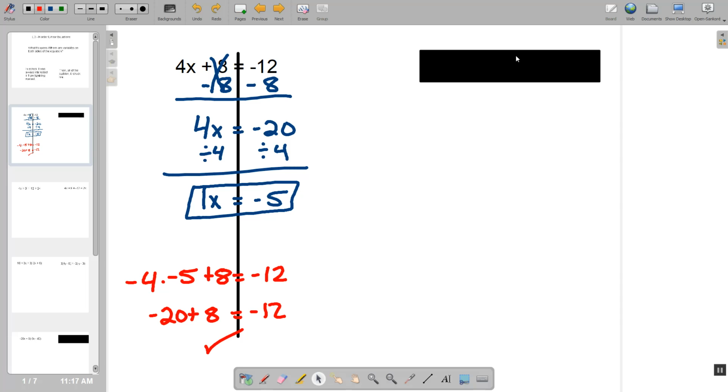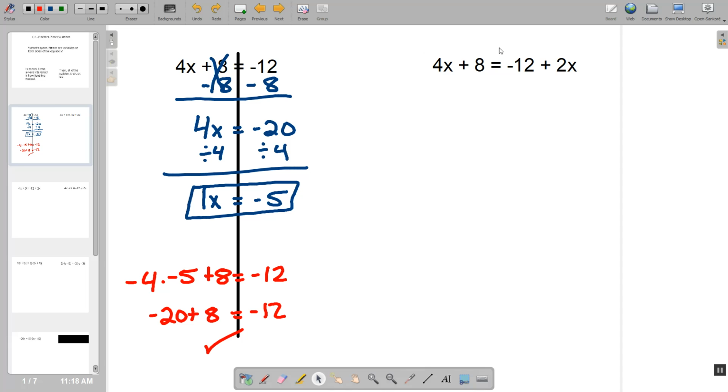And what I did for the problem on the right is the question I asked at the beginning: what happens if there are variables on both sides of the equation? So that's what I did. I added in a 2x to the right side of the equation. So what I'm going to do from here is solve this problem, the first step, exactly like the first step of the last problem. I'm going to subtract 8 from both sides.